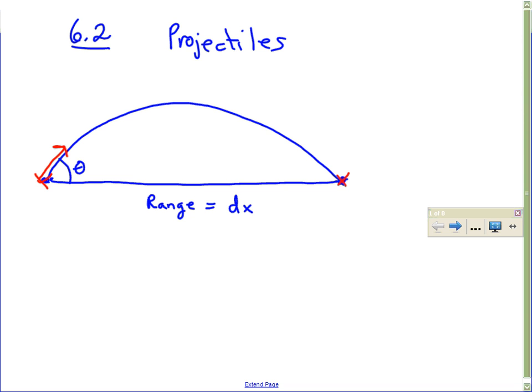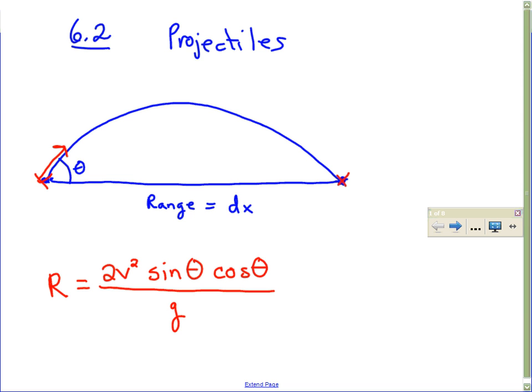So this equation looks like this. R, for range, is equal to 2 times the velocity squared, sine theta, cosine theta, all divided by g, and g will always be positive. Again, this range is just a particular dx. It's a horizontal distance. So you want to write this on your equation sheet.